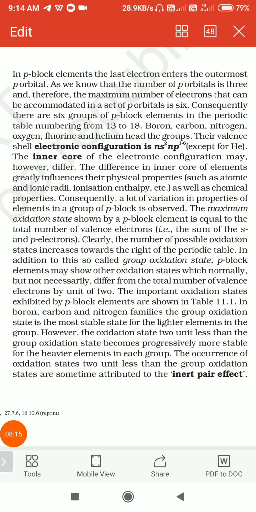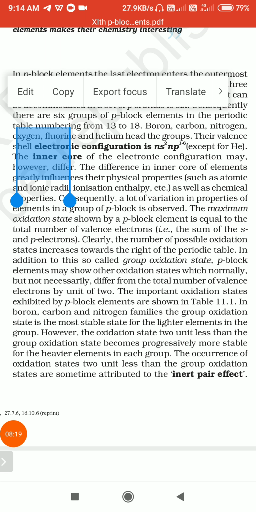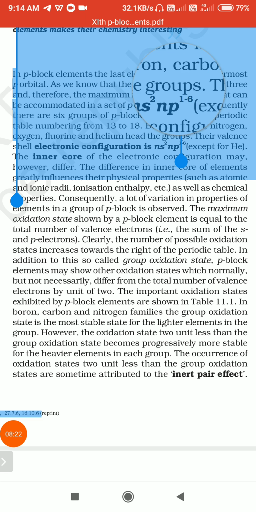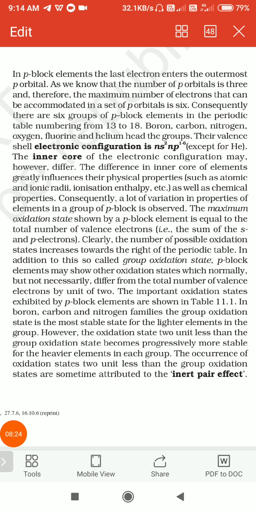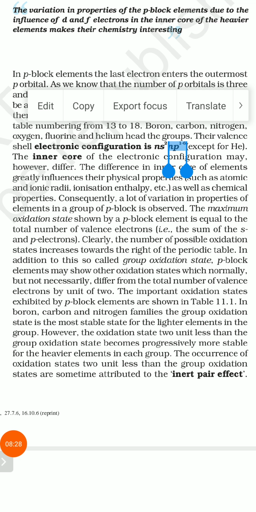So how can you write the general electronic configuration of p block elements? What is the common electronic configuration for these elements? ns2 np1 to 6. Sir, what is 1 to 6 meaning? It is from the 13th group up to the 18th group.